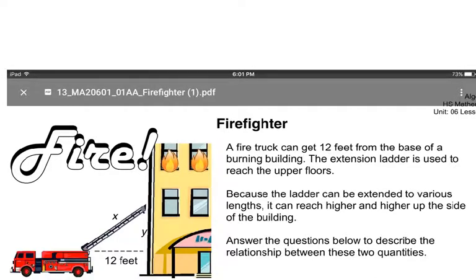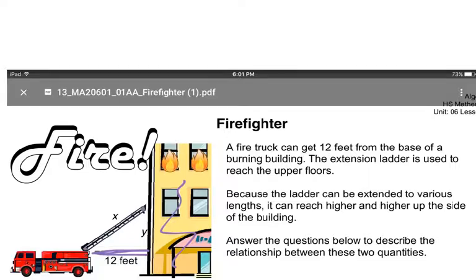The extension ladder is used to reach the upper floors. Because the ladder can be extended to various lengths, it can reach higher and higher up the side of the building. Answer the questions below to describe the relationship between these two quantities. So you have your building over here, your truck over here on the left. He can only get 12 feet from the building in order to use the extension ladder.